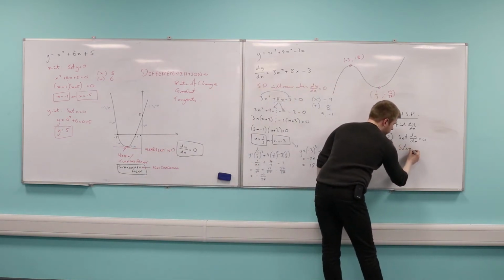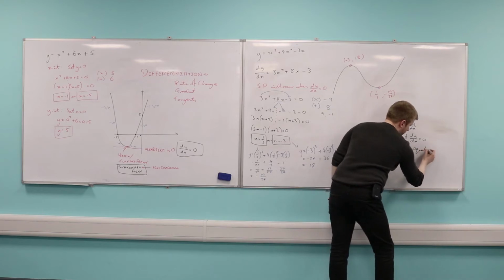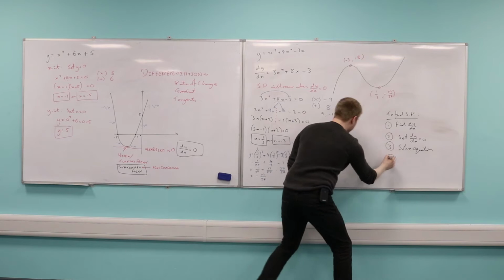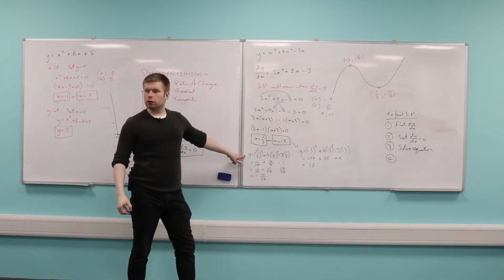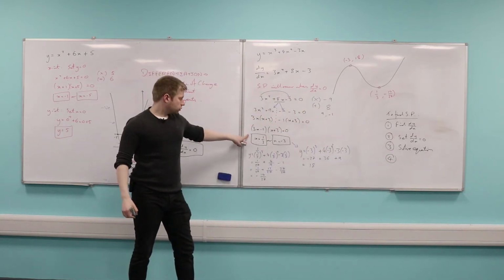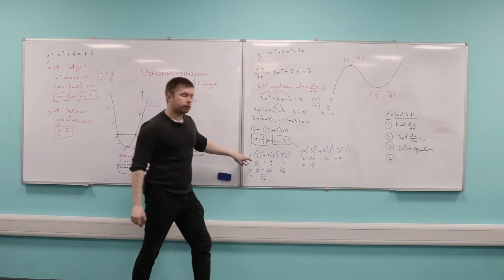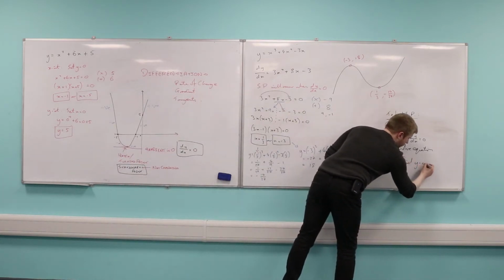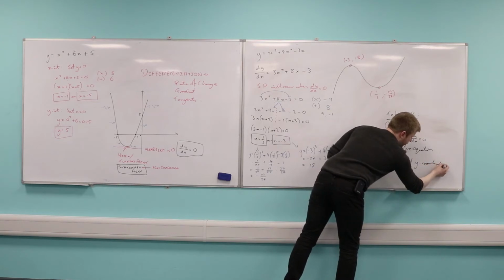Solve the equation. Need to solve this equation. And then number 4, what's our fourth step? To put back the x-intercepts in the original equation to find the y. Yeah? So find the y coordinate. Okay?